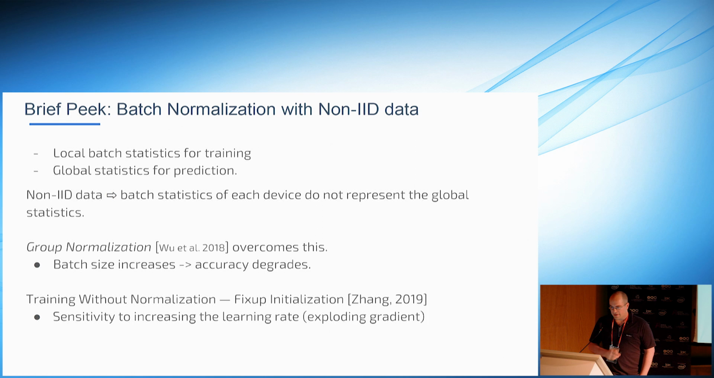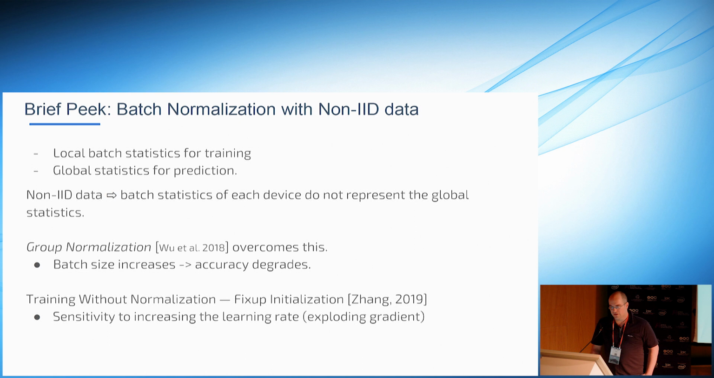Because consider, for example, batch normalization, which is very common in many architectures of deep learning. What happens there is that you're relying on the local batch statistics for the part of the training, but then you rely on the global statistics for the prediction. And without getting into these details at all, I'm just pointing out that this doesn't work out of the box. You need to do something, and you need to do quite a lot.